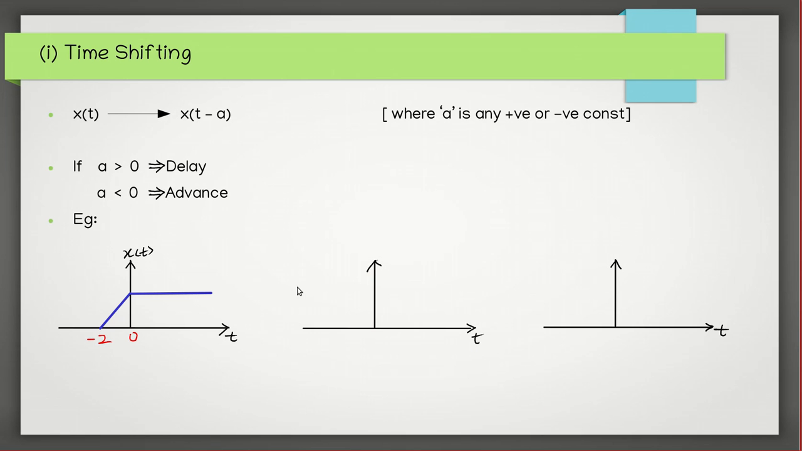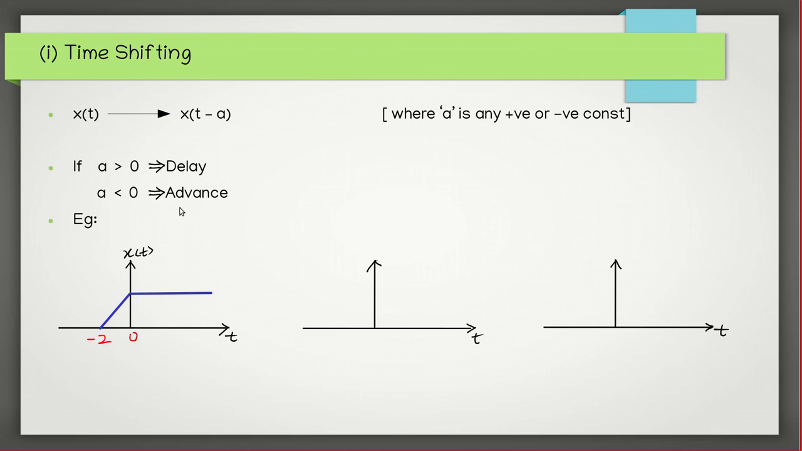Okay, so now let's look at a set of properties. The first of which is the time shifting property. In this property, the signal x of t is getting modified to x of t minus a, where this a is any positive or negative constant. Now if a is greater than 0, that is if a is positive, then x of t minus a will be a delayed version of x of t, and if a is less than 0, then x of t minus a will be an advanced version of x of t.